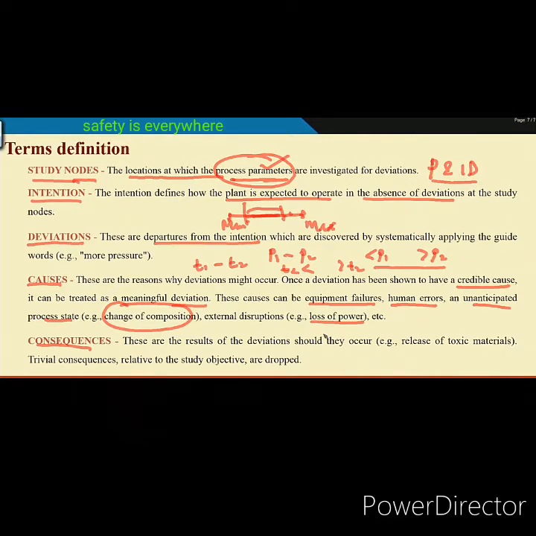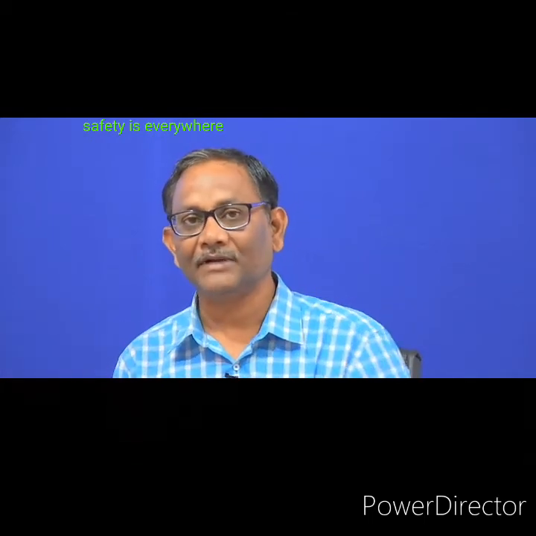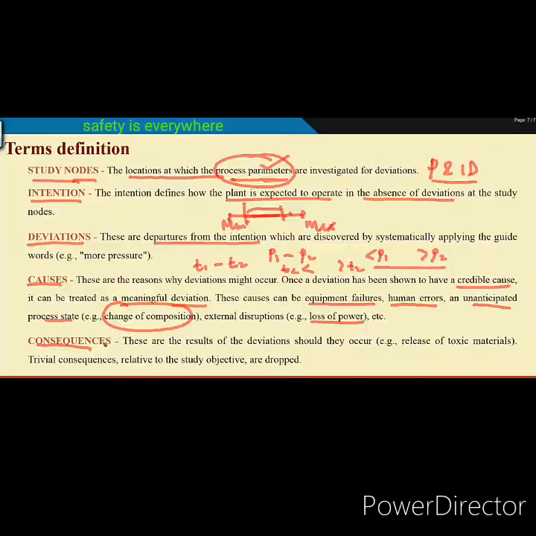But if that fails, what will happen? Ultimately you have to think about what will happen next. Some kind of events you have to anticipate, and that is the consequence. Finally, due to the overpressure situation, the tank rupture will take place. So here you see release of toxic materials. Trivial consequences relative to study objectives are dropped. Trivial consequences we will not consider.